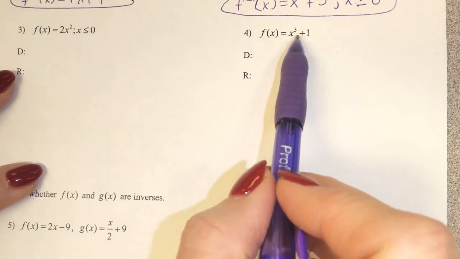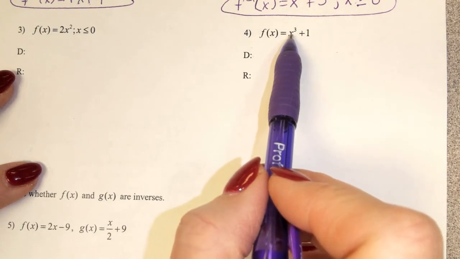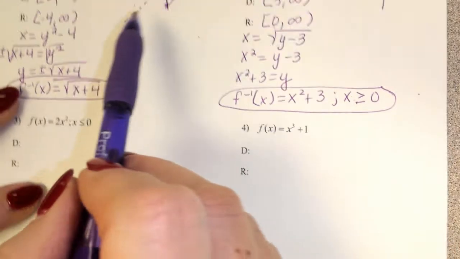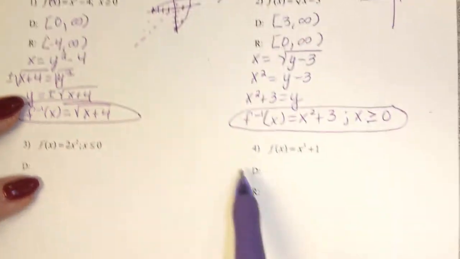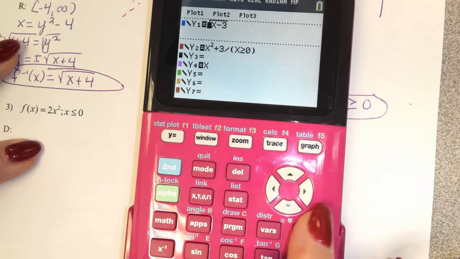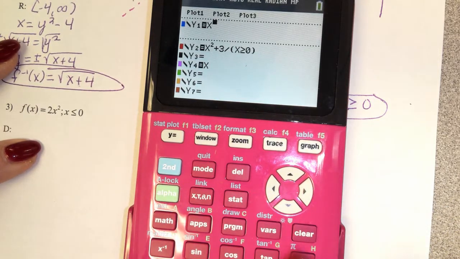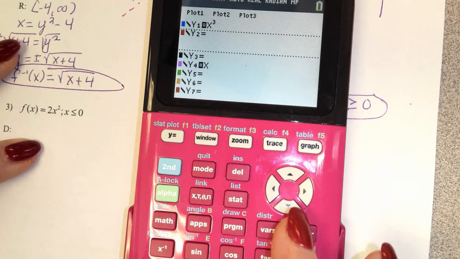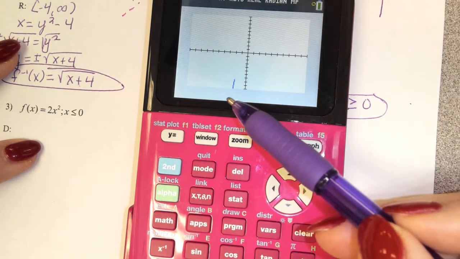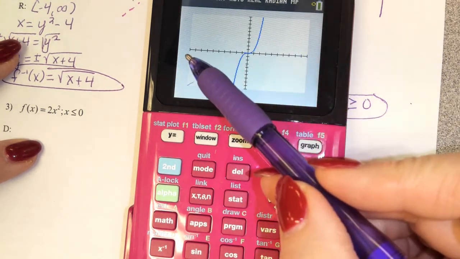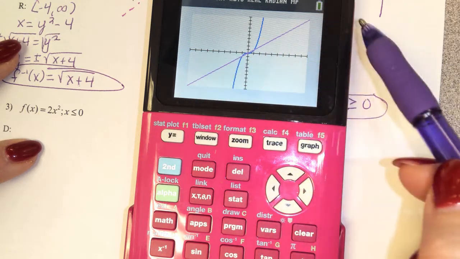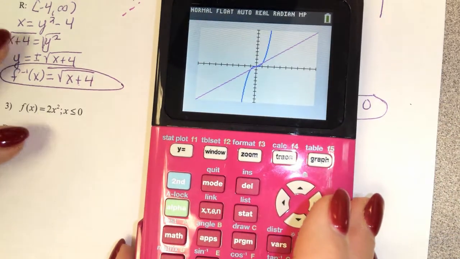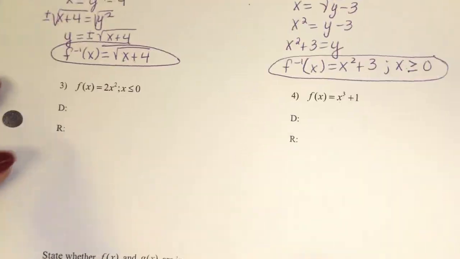All right. Just a hint. If you have a cube, you're never going to have to worry about restrictions. The only time you have to worry about it is when you have square roots and squares. And that's because, think about a cubed function. If I have x to the third, look at that. Here's x to the third. Can you see how the reflection over y equals x, I wouldn't have to have any restrictions, would I? Because it would just go on forever. The domain and range is both negative infinity to infinity.